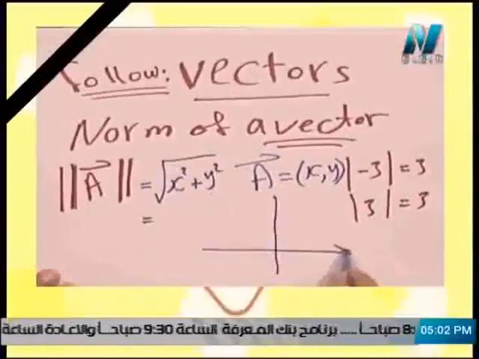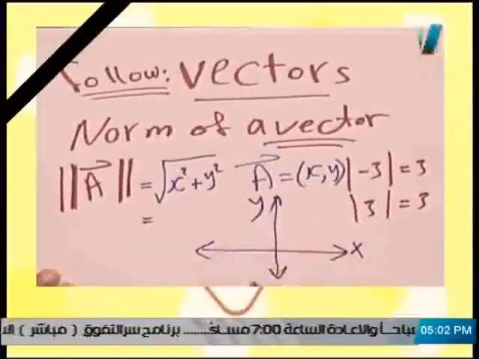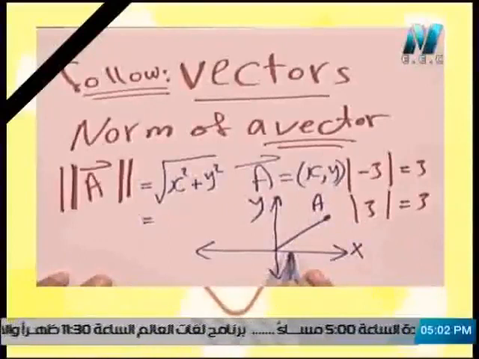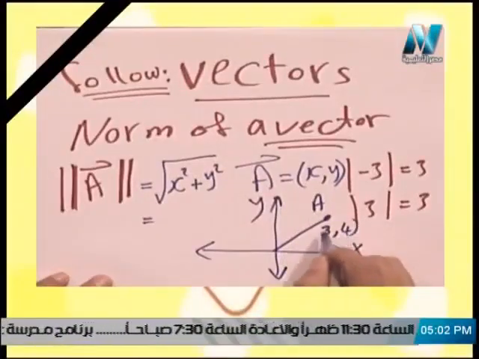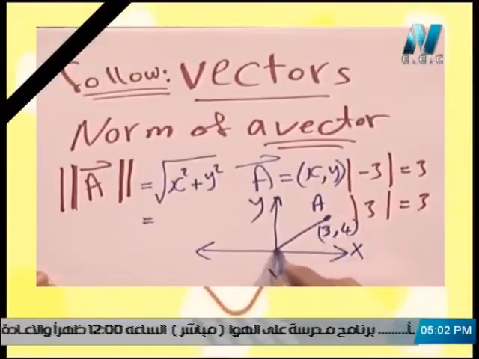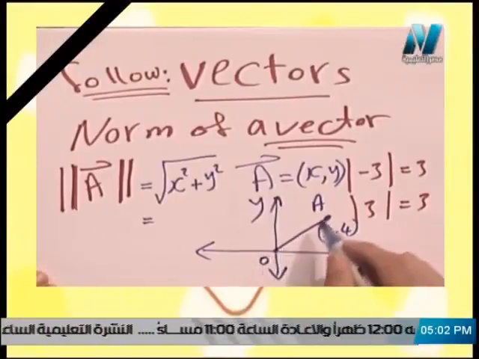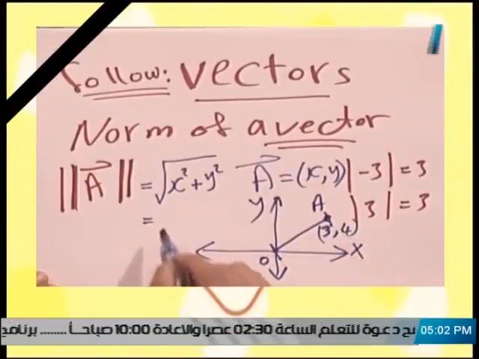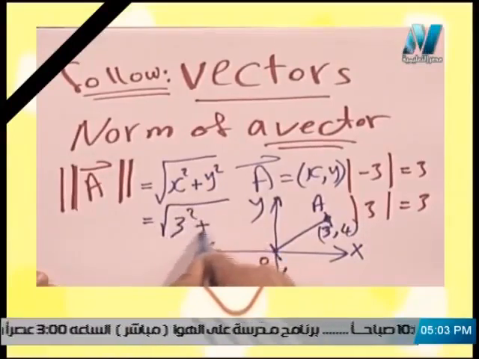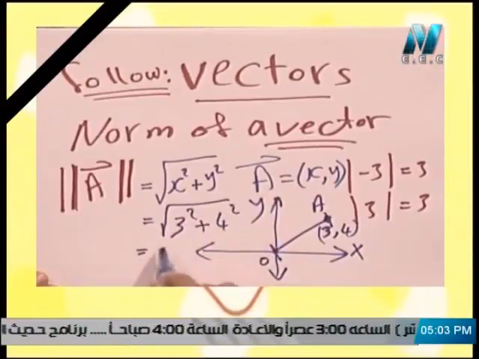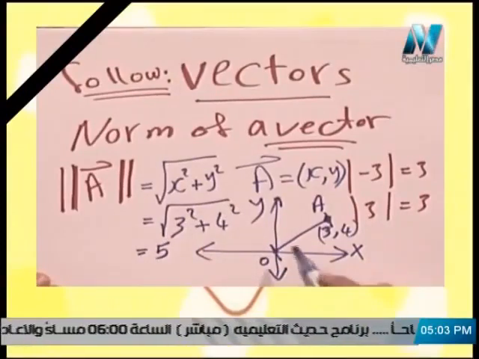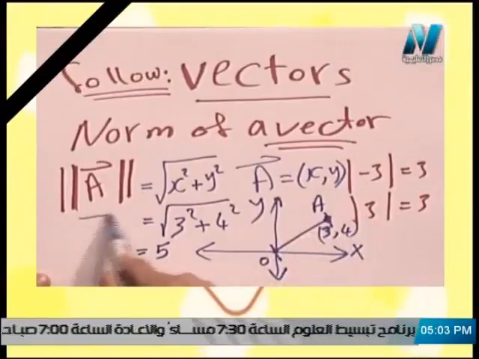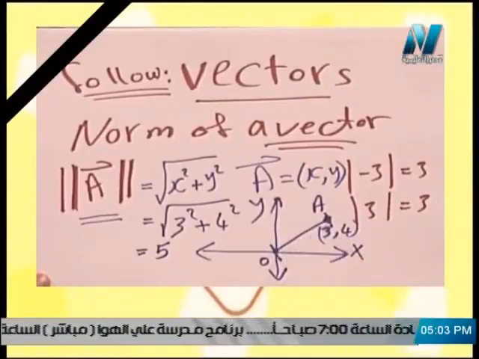If we have here the x-axis and y-axis, and we have this vector A, say this vector A equals 3 and 4. To calculate its norm, which means the length of the position vector OA, from the initial point to the terminal point, we will find square root 3 power 2 plus 4 power 2, which will give 5 length unit. 5 length unit means 5 centimeters, 5 meters, 5 kilometers, and so on. It's just 5, okay? So the norm of the vector gives the magnitude of this vector, or the length of this vector.